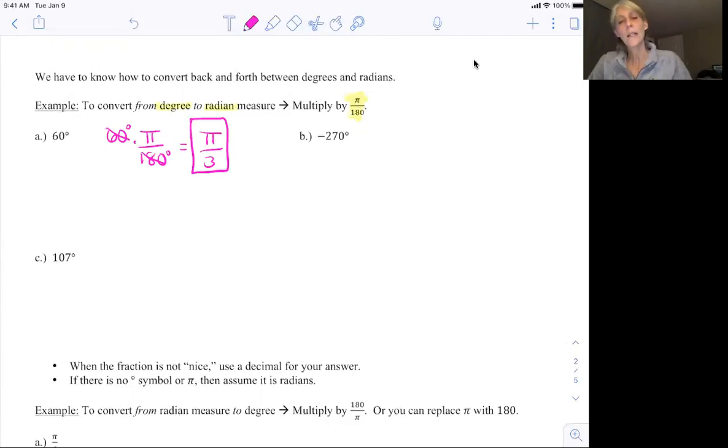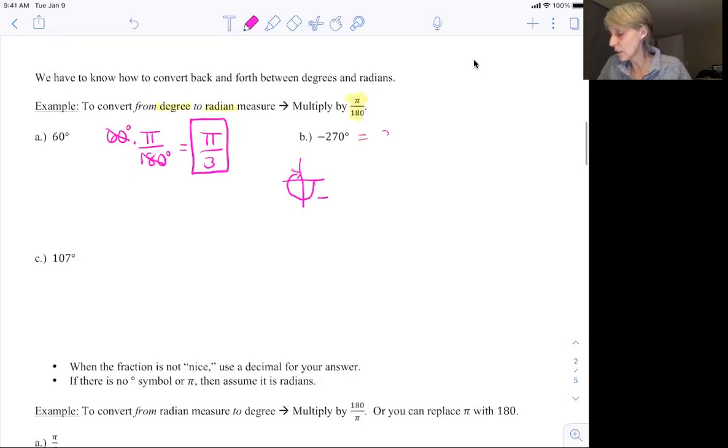Negative 270. Now think about negative 270. We know in math when we open up an angle in the negative direction, we're really opening in the negative direction. We have to go clockwise. We usually open up counterclockwise. So negative 270 is equivalent to 90 degrees.